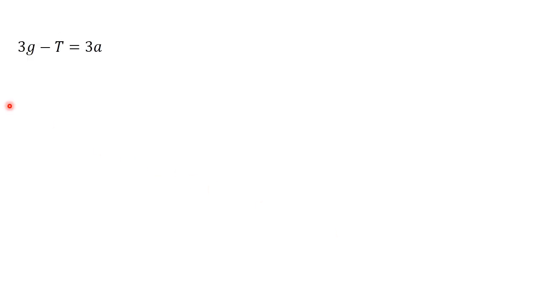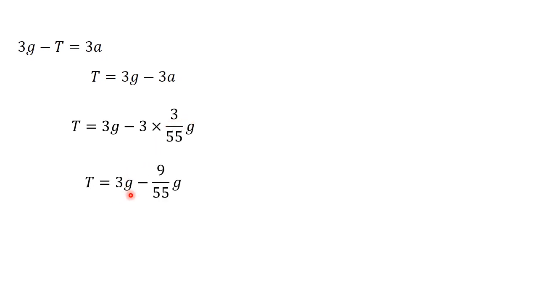Then for tension, we are going to choose equation 2 because it is easier to substitute. So when we rearrange, T is equal to 3g minus 3a. Then we substitute for the value of a, which is 3 over 55 g. So 3 times 3 will give us 9. So we shall have 3g minus 9 over 55 g, and that gives us, when we calculate, 156 over 55 g newtons.